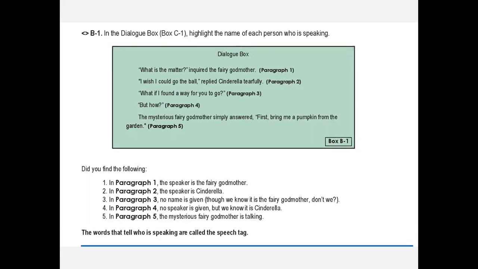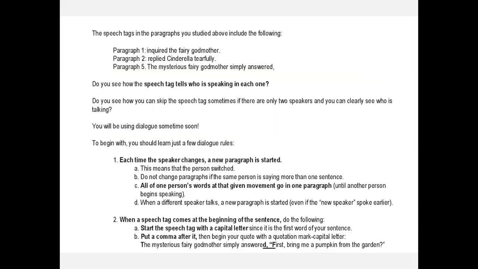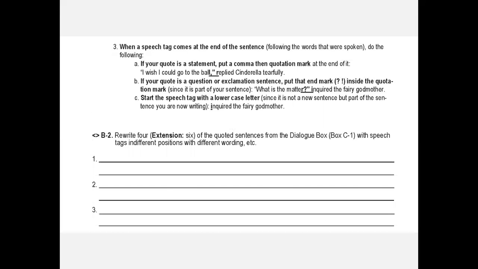And then we have the general rules, the general dialogue rules that I went over last week. Each time the speaker changed, a new paragraph is started. When a speech tag comes at the beginning, you do this. When a speech tag comes at the end, you do this. Okay, then, so in keeping with my teach, practice, apply, we have taught, we have practiced in the dialogue box and so forth.